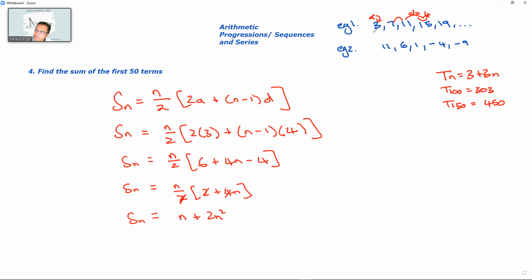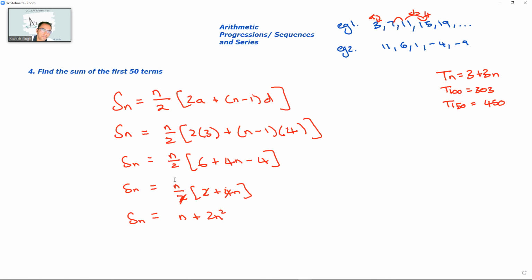I can double check it. Let's say I add the first 2 terms. It must add up to 10, right? So if I make n 2, I get 2, plus 2 times 2 squared, which is 8. So 2 plus 8 is 10. That works. So for 50, you just substitute 50: 50 plus 2 times 50 squared.